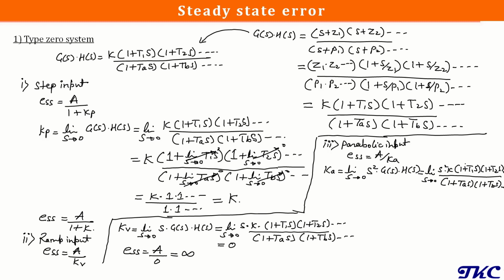Now here, irrespective of these terms, when we substitute s as 0, since we have s separately, the entire value will be 0. So here also ka will be 0. So when we find the steady state error, it will become a by 0. So again it will be infinity. This means whenever we have a type 0 system and we use a parabolic input, the steady state error will go to infinity. So in this way we can determine the steady state error for a type 0 system based on various inputs. Now let's find the steady state error for a type 1 system.